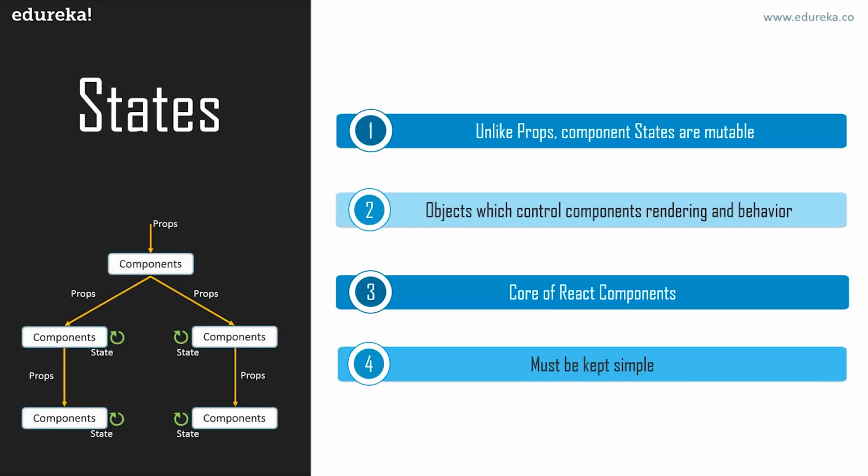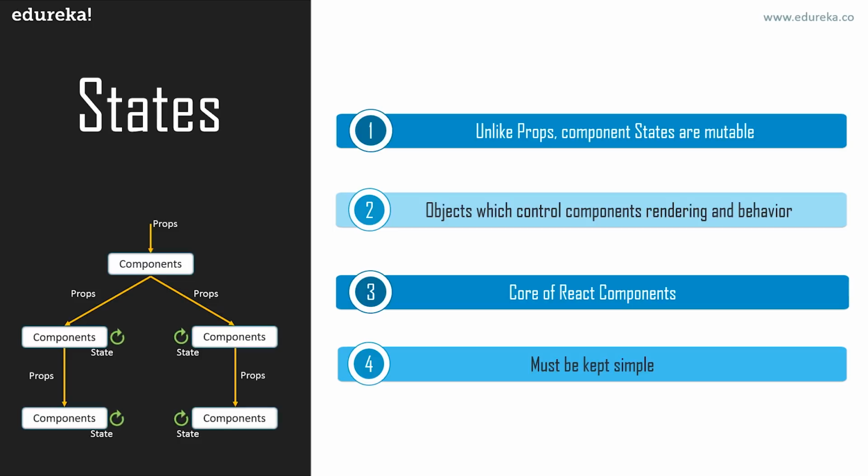For state, we can say that unlike props, component states are mutable. Because in props, we talked about how React props are immutable in nature, which means they behave like pure functions, and you cannot change the value of the props inside a component. But unlike props, the component states are mutable.